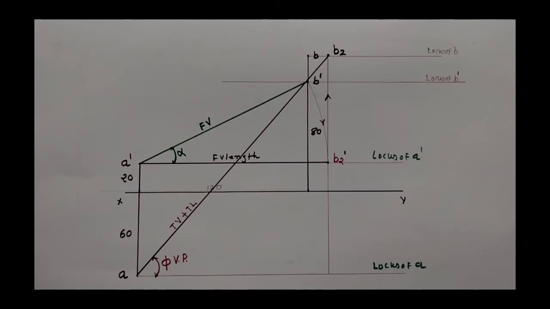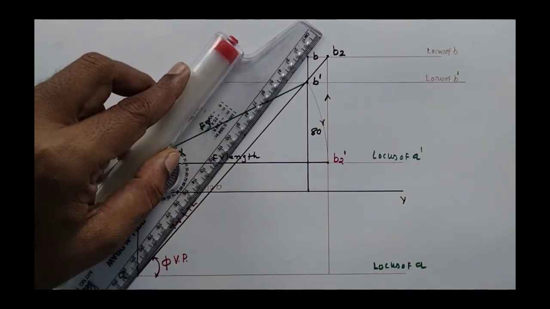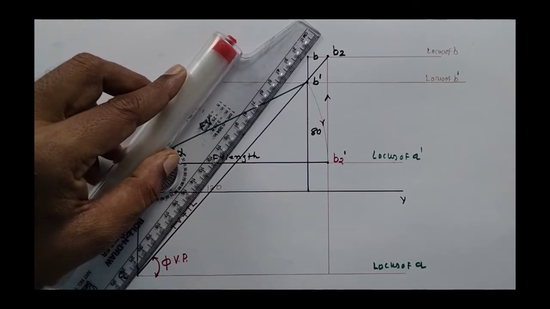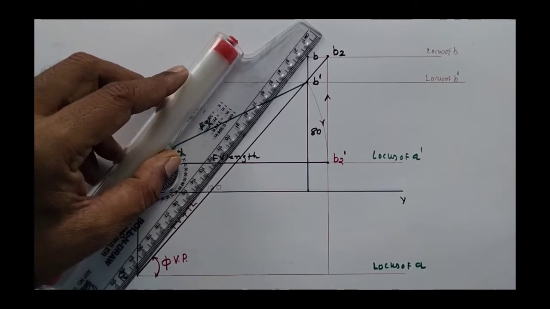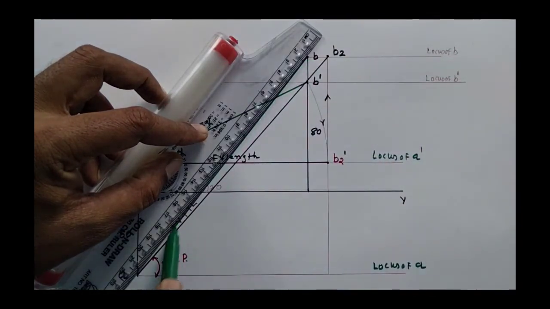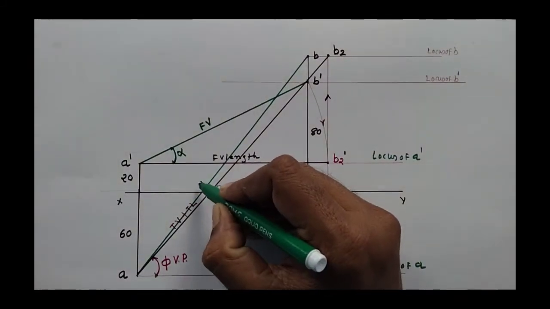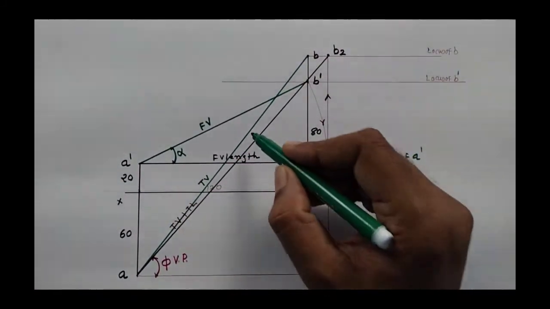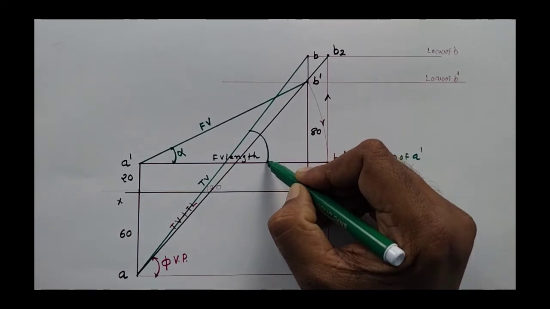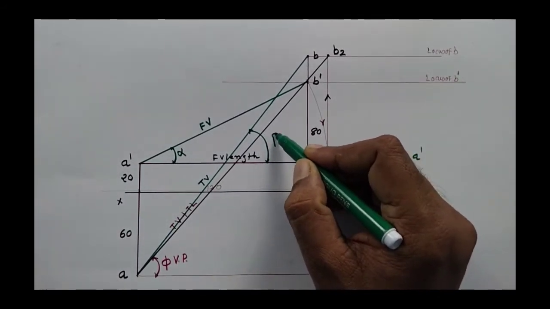Similarly, you draw your actual top view. I join AB. It is our actual top view, and it is inclined to the XY line. That angle we call beta.